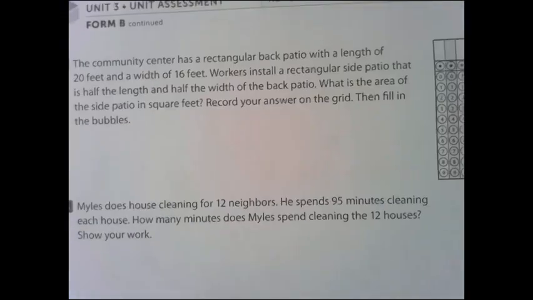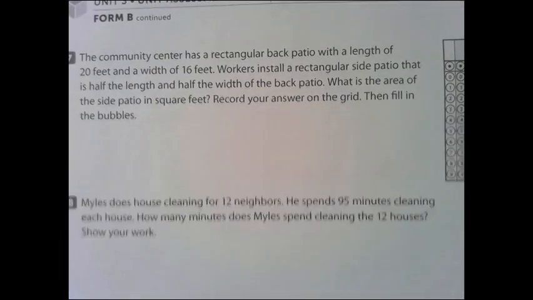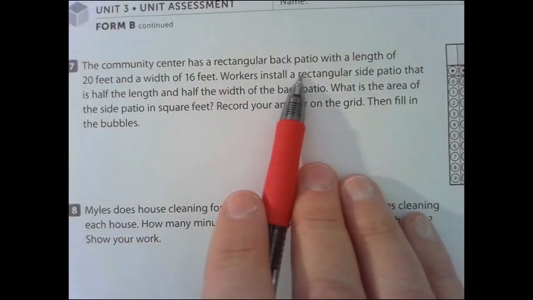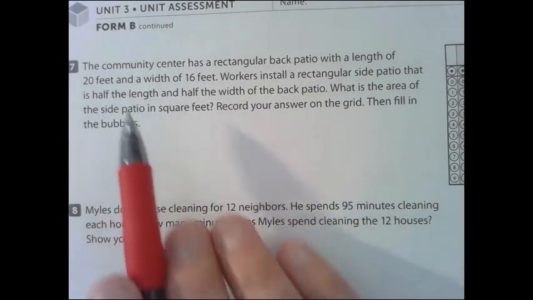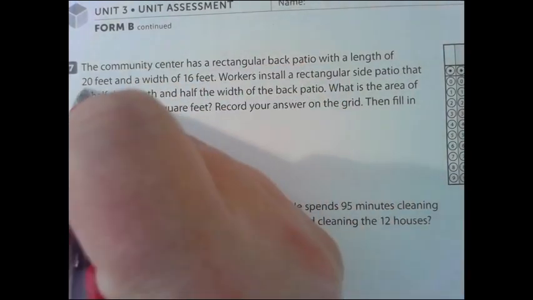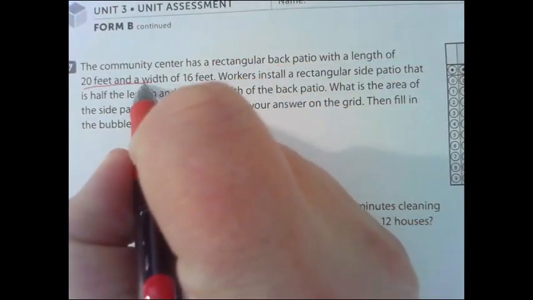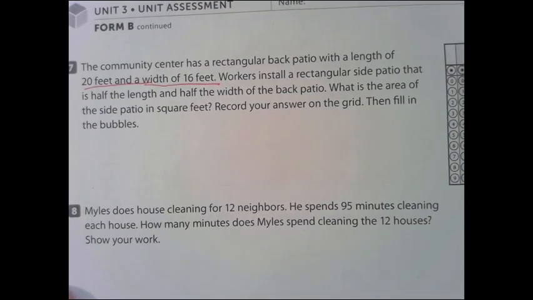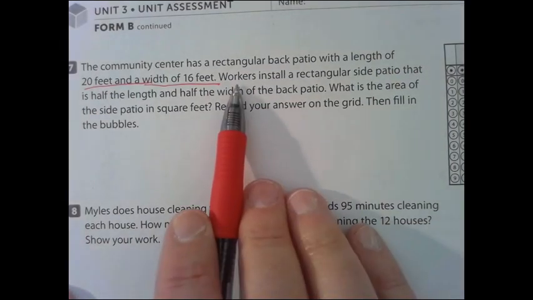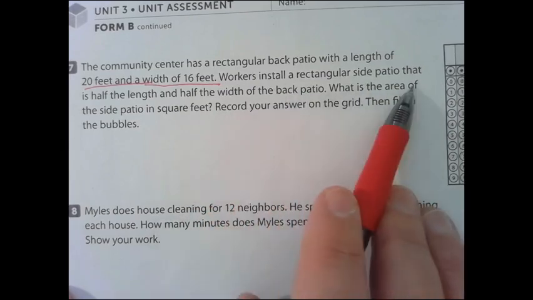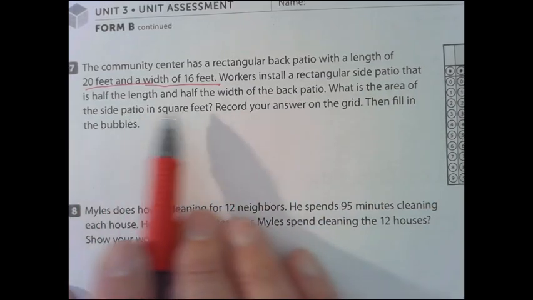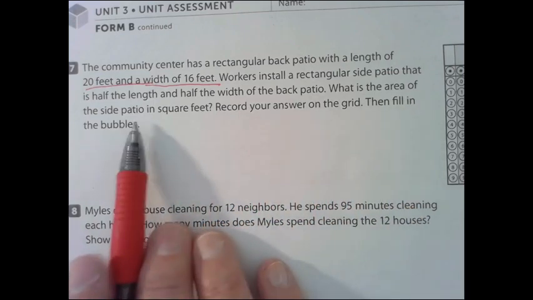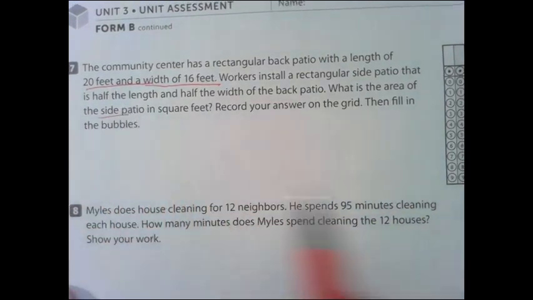Okay, question 7. The community center has a rectangular back patio with a length of 20 feet and a width of 16 feet. That's their back patio. Then they decided to install a side patio. The workers installed a rectangular side patio that was half the length and half the width of the back patio. What is the area of the side patio in square feet?